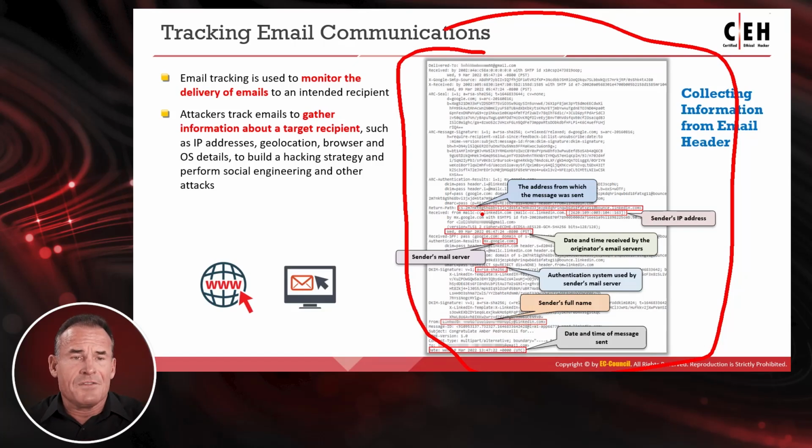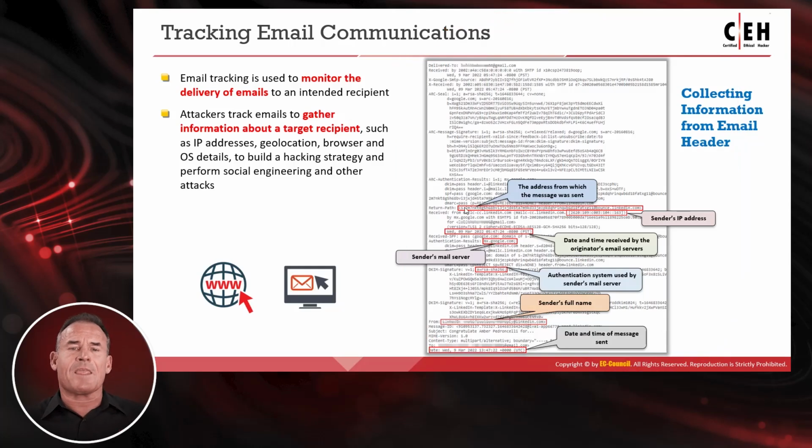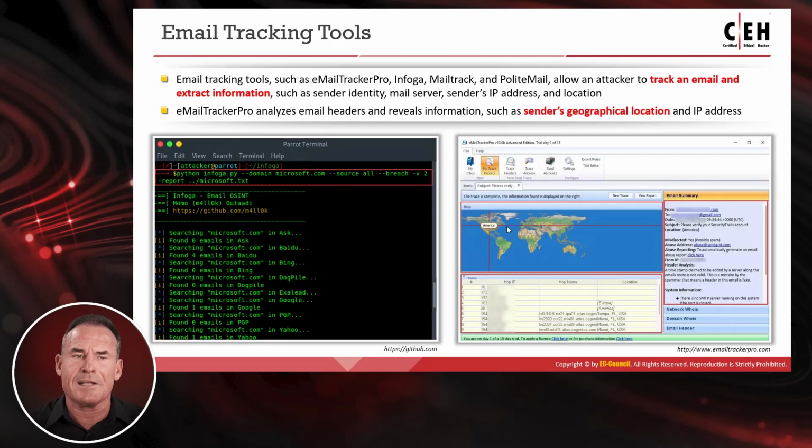All right, the email communications can be tracked just by manually searching the IP information for geolocation, or you can use an email tracking tool like Email Tracker Pro.